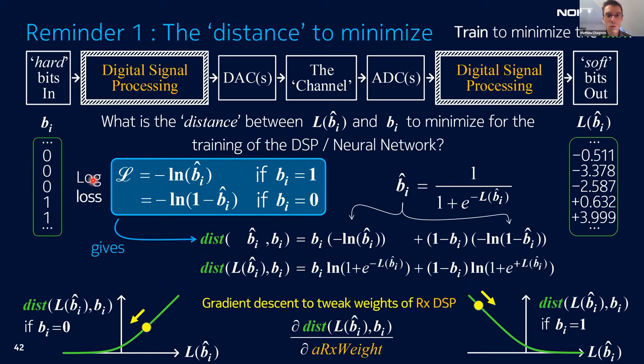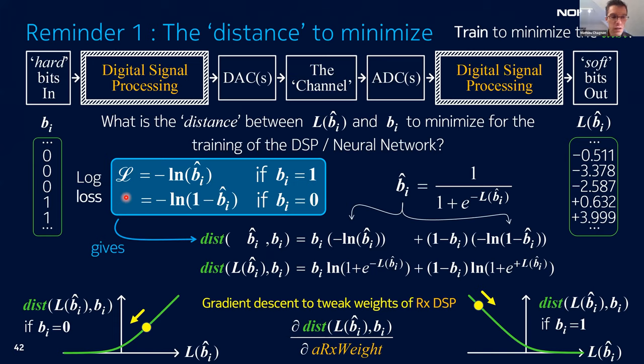First is what we said about the distance metric, right? We said that we would be using this log loss, where if the transmit was a one, then I'm going to use the negative of the log of the soft bit. And if it was a zero, in that blue box here, the negative of the log of one minus the soft bit coming out. And we said that the system actually outputs the log of the ratio, L of B hat, instead of just B hat.